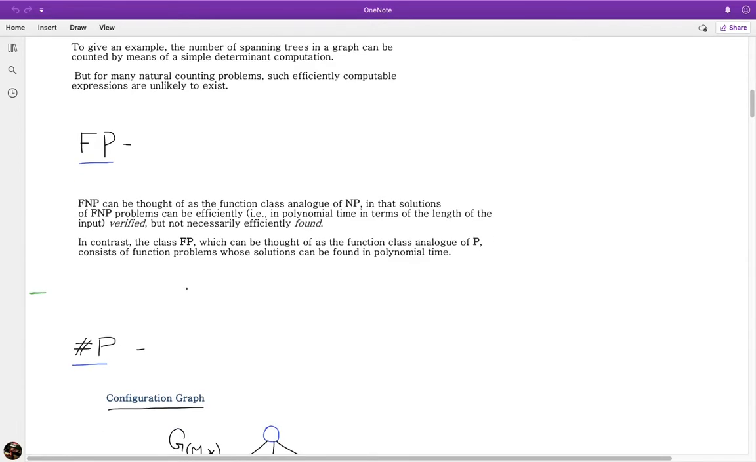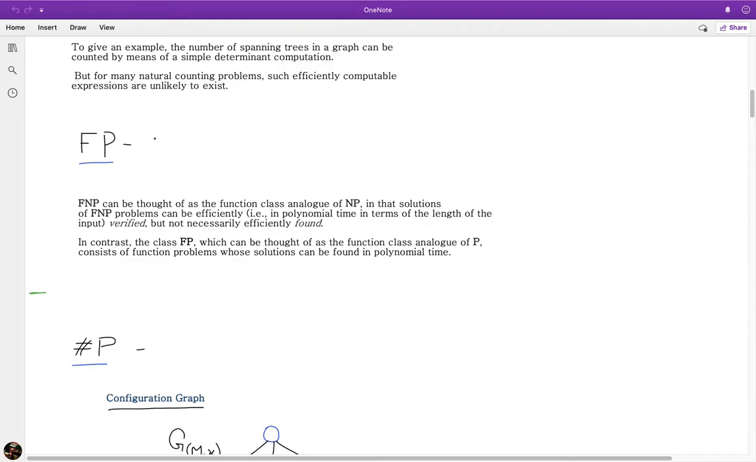So now let us define FP. FP is a class which is associated with function problems. As we know, P and NP and other such complexity classes are associated with decision problems. In a similar way, FP is a class associated with function problems, which take a string as input and give a string as output. So FNP can be thought of as a function class analog of NP. In that, the solutions of FNP problems can be efficiently verified but not necessarily efficiently found.